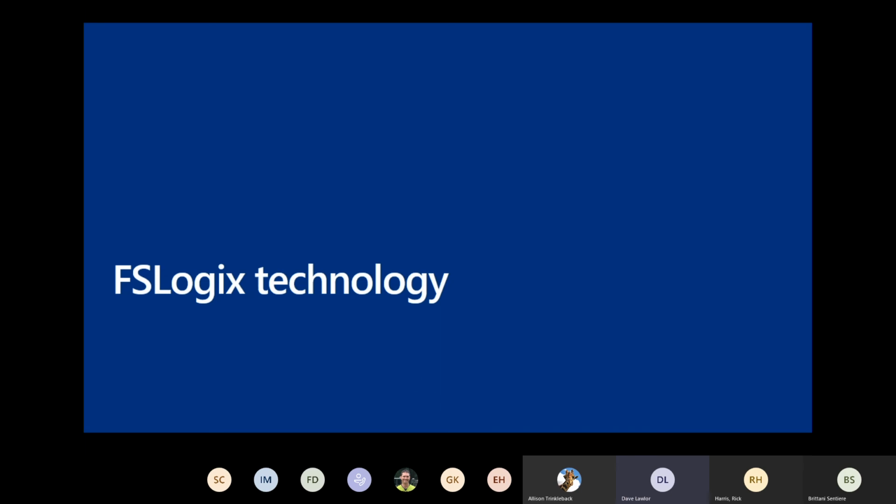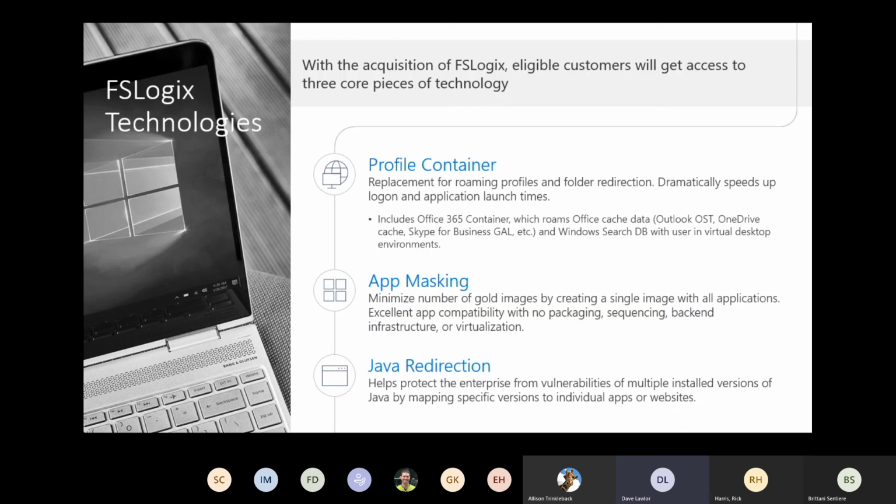So this gets a little more into the FSLogix technology. I talked about it a little bit already. The profile container includes the 365 container, Office cache data, which roams with you, OneDrive, Skype for Business, which will be tuned soon, and the Windows Search database. Those are all big things that generally get created each time you log in. FSLogix kind of speeds that along.